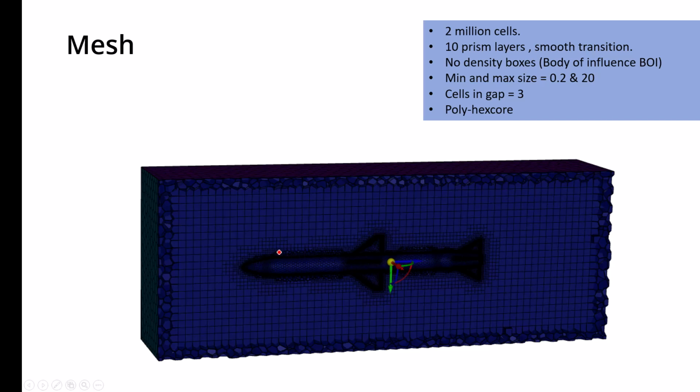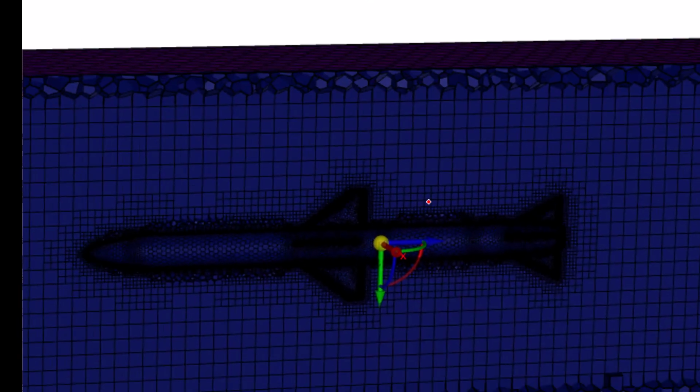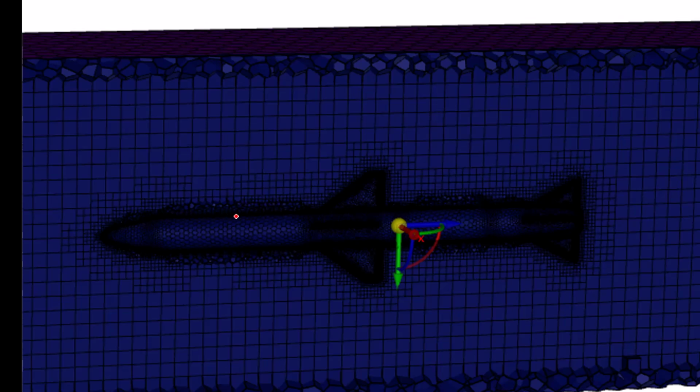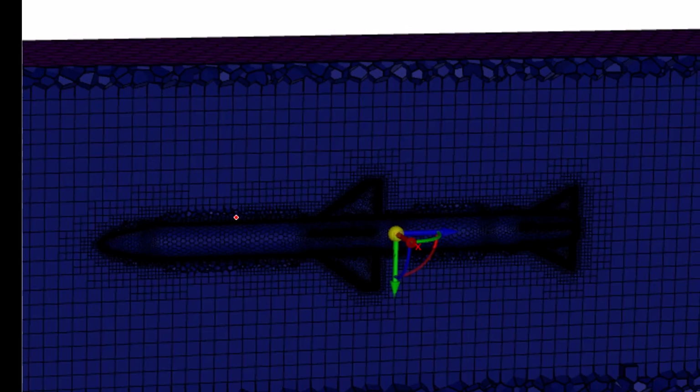Then in the middle there are polyhedra that are connecting to the hex core mesh on the outside. The benefit is that we are able to resolve the boundary layer properly with 10 layers, with the smooth transition method applied. The first cell was okay, and the Y plus was coming out to be from 1 to around 200. That's okay.